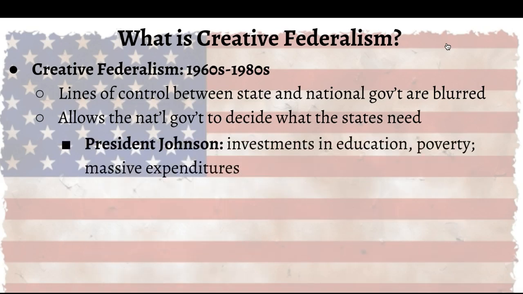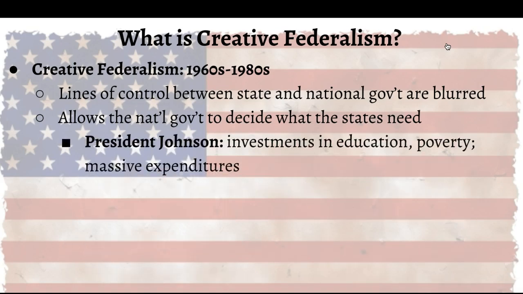And so if we look at the beginnings of creative federalism under President Johnson, we're going to start to see significant investments in education and in poverty, and very, very large expenditures from the government. The federal government decides that there's going to be a war on poverty, and that we need to make gains in education. And even though a lot of these things can be dictated by the states, the national government is going to start spending in these areas, and it's going to trickle down to the states.